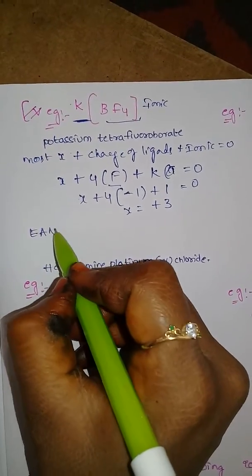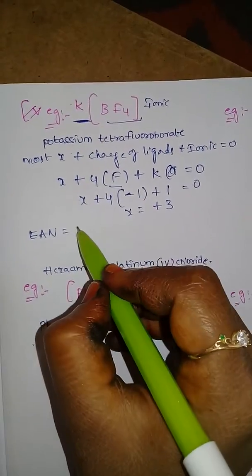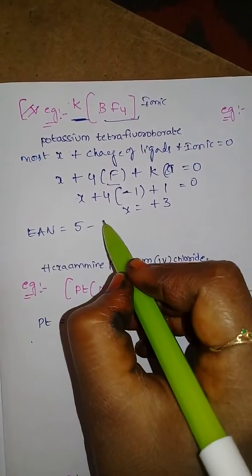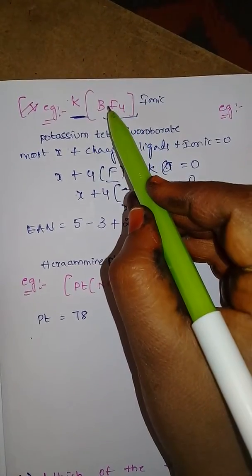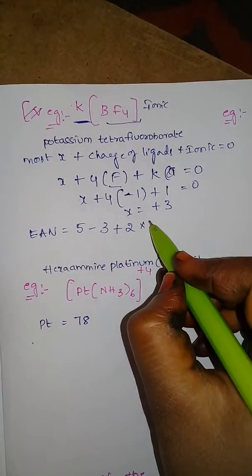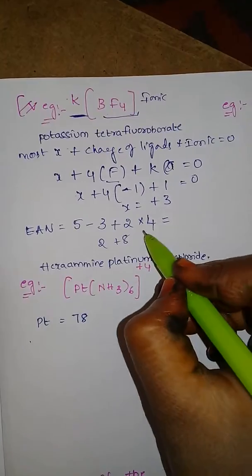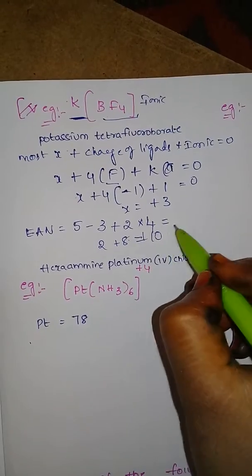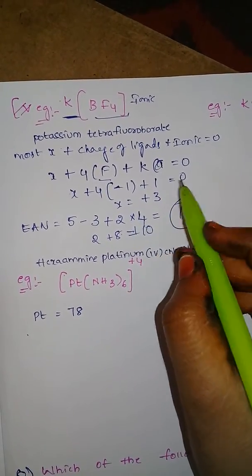EAN is equal to, what is the atomic number of the metal? Boron, 5. Oxidation number 3 plus 2 into the coordination number of ligands attached to the metal. What is the coordination number? 4. So 3 plus 2 into 4 is equal to 2 plus 8, which is 10. 10 is the nearest noble gas configuration.